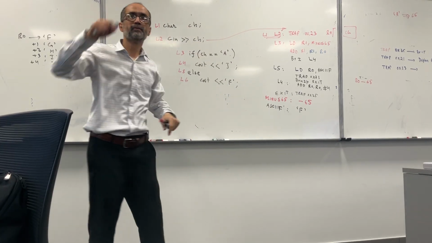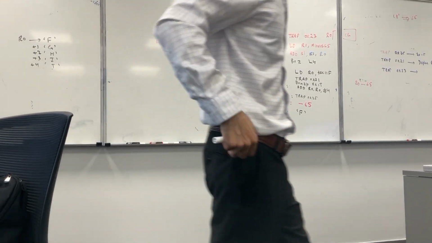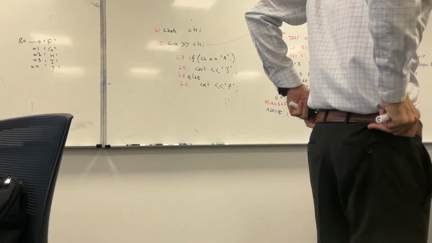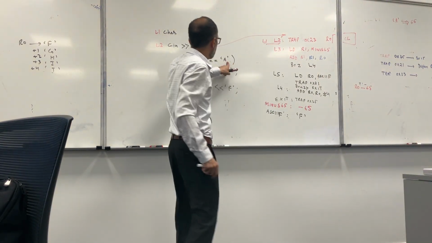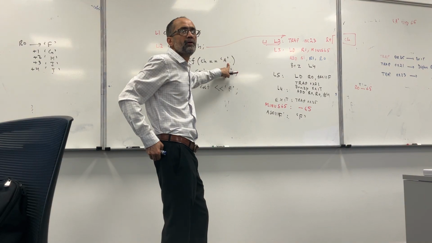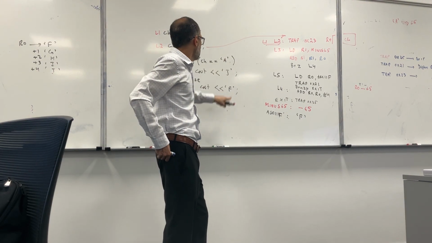No, still. Yeah, but we need to add more. No, we do not need it. If CH is equal to A, we are comparing. So when we are comparing, if CH is not there, then it will go to L5. Yeah, it will go to L5.